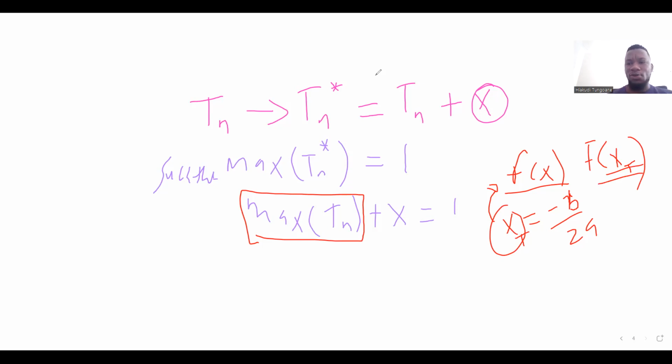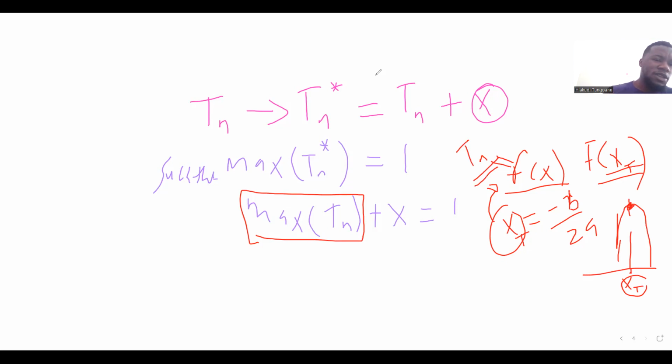If you think about it, you have a graph that looks like this. This is the turning point, this is xt, and this is the maximum. For us to get that maximum, we need to substitute this value into the function. In this case, f of x is the Tn formula that we're working with. So let's try to solve for the maximum. Remember, the Tn formula is equal to minus n squared plus 26n minus 170.